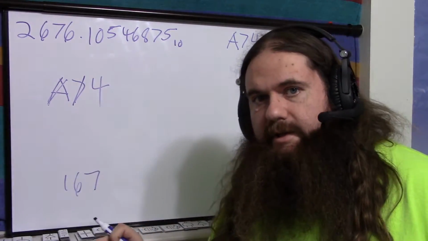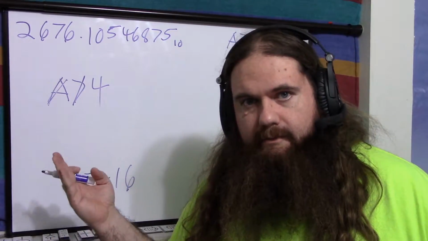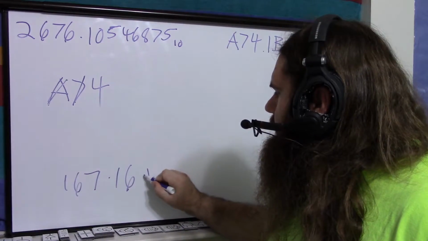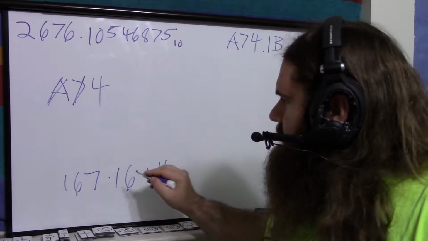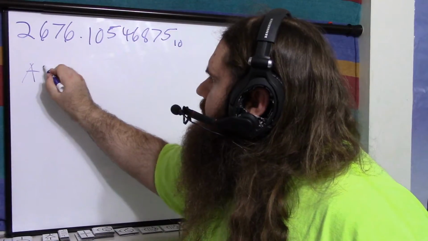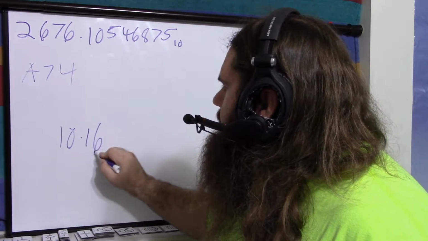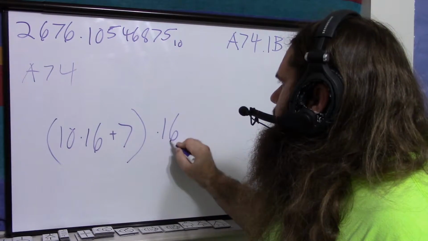We're down to 7, but we have another digit. So we take this again times 16, because everything over there was again worth 16 more, plus 4, and then the calculator gives us 2676. There it is. What did we do? A74. So let's write out what we did. We did 10 times 16 plus 7 times 16 plus 4.